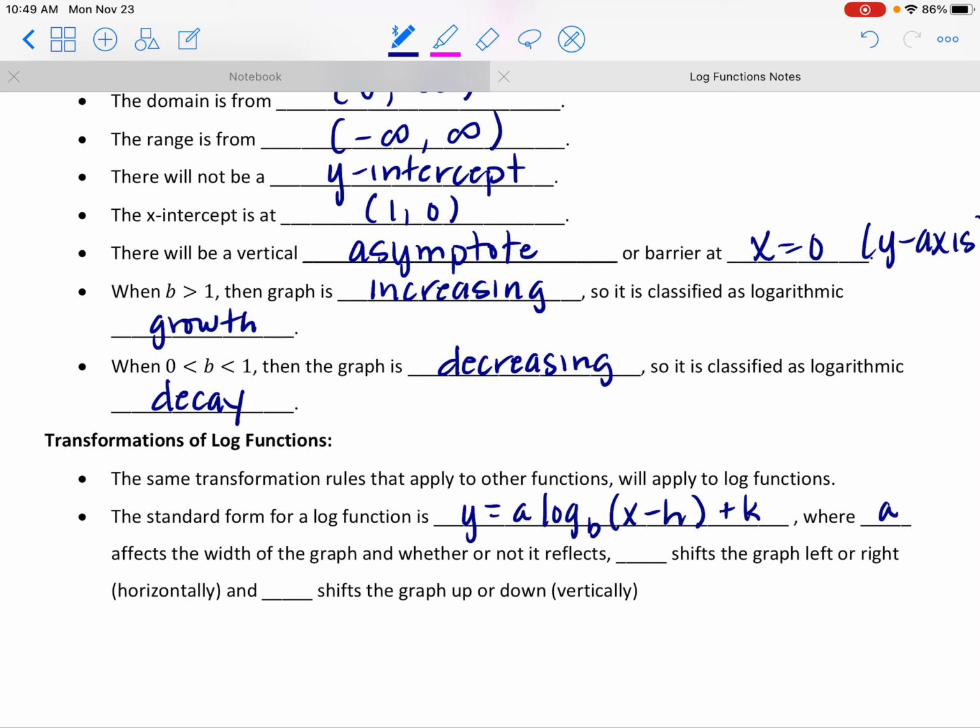It tells us whether or not our graph is going to reflect over the x-axis. It also could stretch or compress the graph, so it affects the width. And h would represent a horizontal shift in the graph. Does it go left? Does it go right? And then k represents a vertical shift in the graph. So is our graph going to shift up or shift down with some value for k?